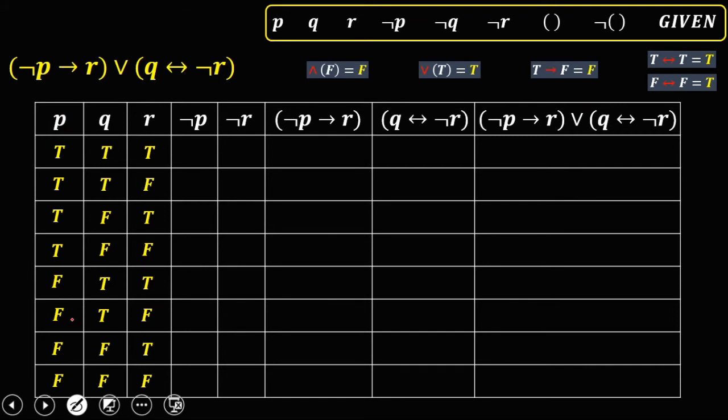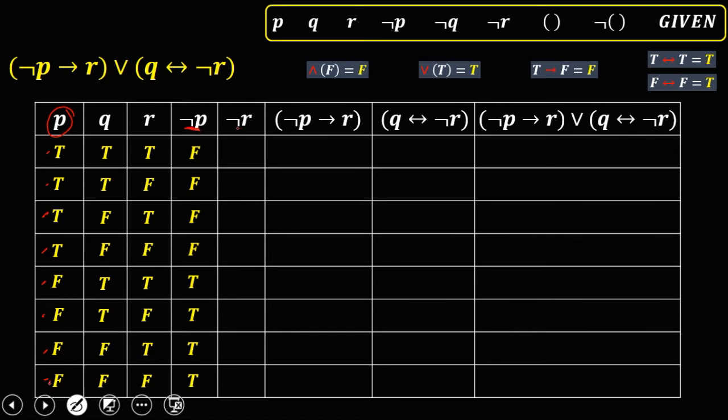Then for not P, from P, you need to negate the values of P. Not true is false, not true is false, not true is false, not true is false. Not false is true, not false is true, not false is true, and not false is true. So these are the values of not P.